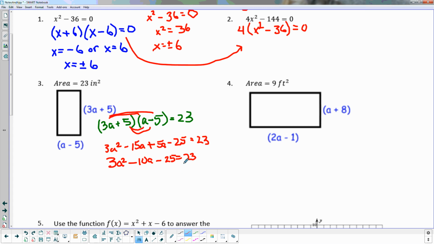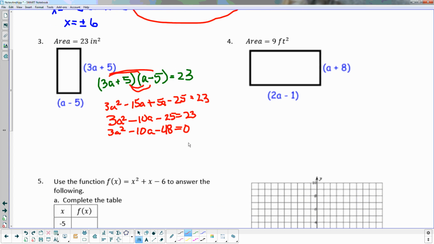So let's go ahead and subtract this 23 over, and it's going to be subtracted from the negative 25. So I'm going to have 3a squared minus 10a, and if you're unsure, that's going to be a negative 48. Okay, and that's going to equal 0. So now we're to the kind of starting point of most of our problems that we covered today. So that's why this is an application problem.